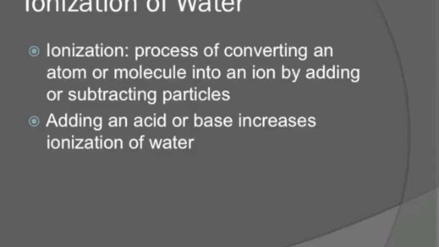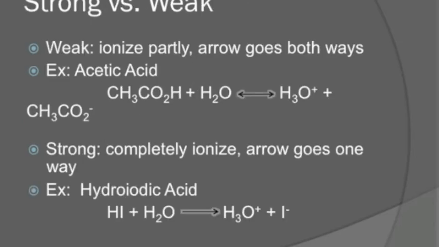So for a recall, ionization means the process of converting an atom or molecule into an ion by adding or subtracting particles. And when you add an acid or base, it will increase the ionization of water. Now we're going to talk about strong versus weak. A weak one would only ionize partly, and the arrows could go both ways because the reaction could go either way. An example of this would be acetic acid.